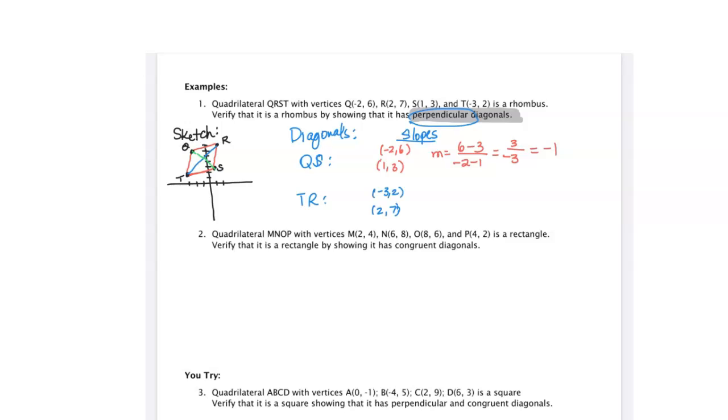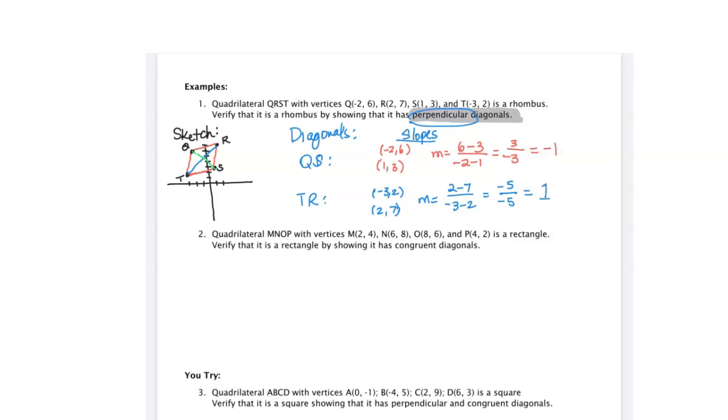For the next one, we have our 2 points for T and R. m equals 2 minus 7 over negative 3 minus 2. 2 minus 7 gives us a negative 5 over negative 3 minus 2, which is also a negative 5. Negative 5 divided by negative 5 gives a positive 1.